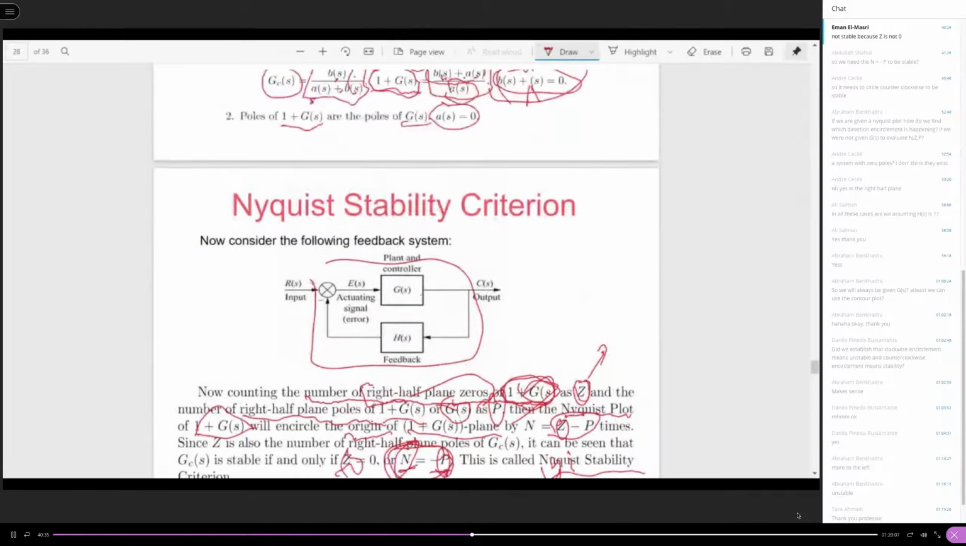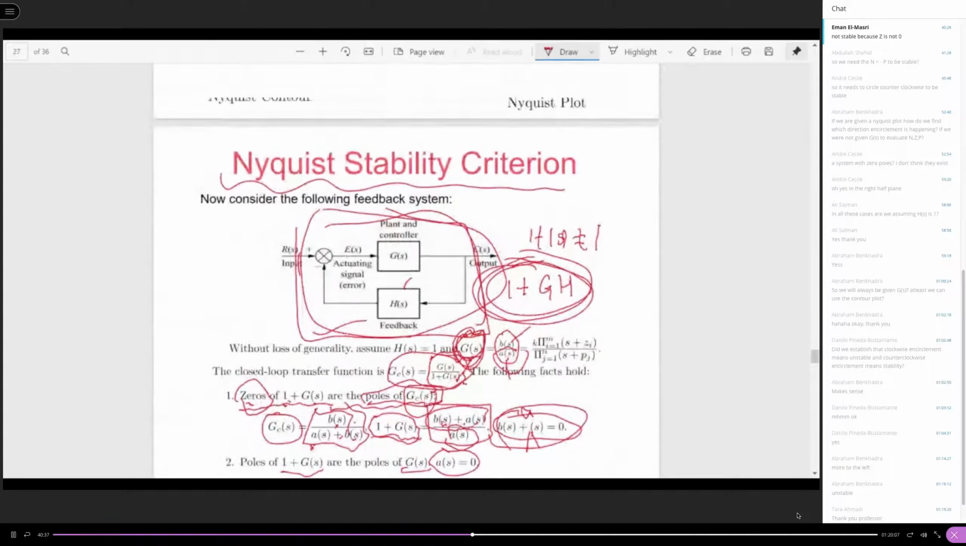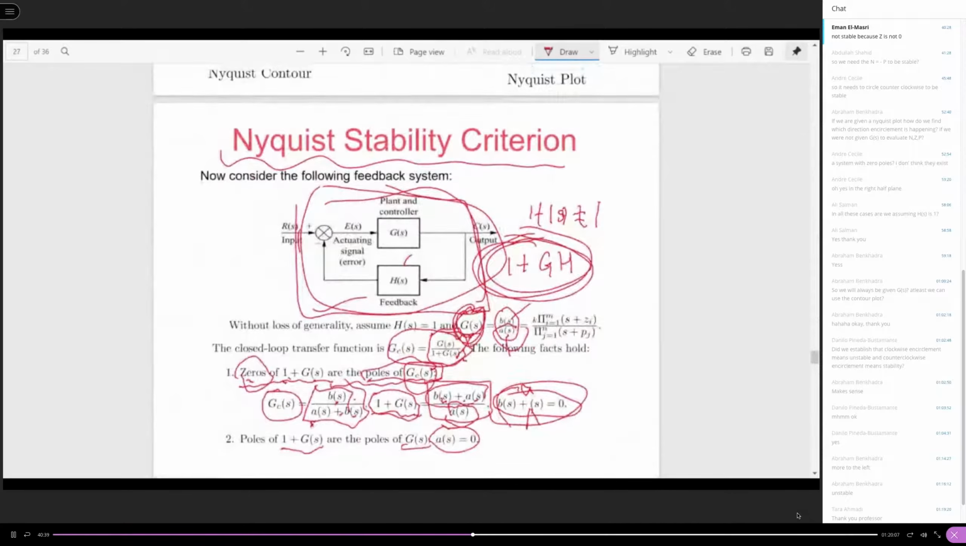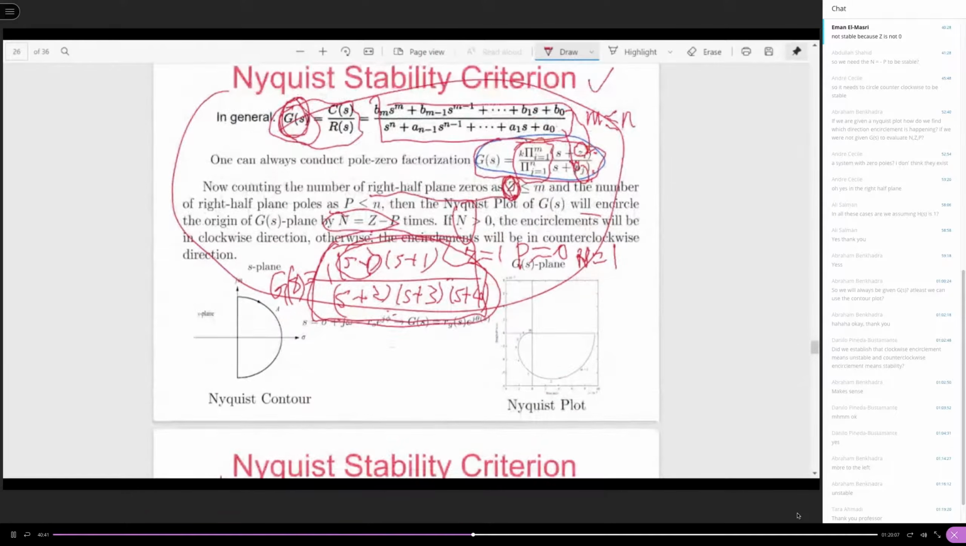In this case we know Z is equal to 1, the right half plane zeros, and we have P equal to 0. So the net encirclement N is going to be 1, right?